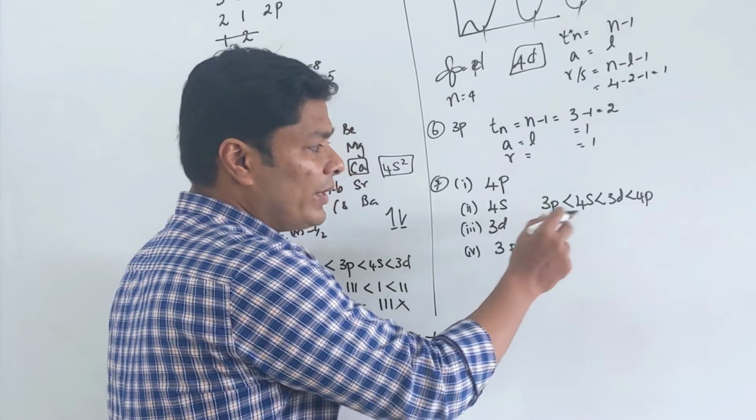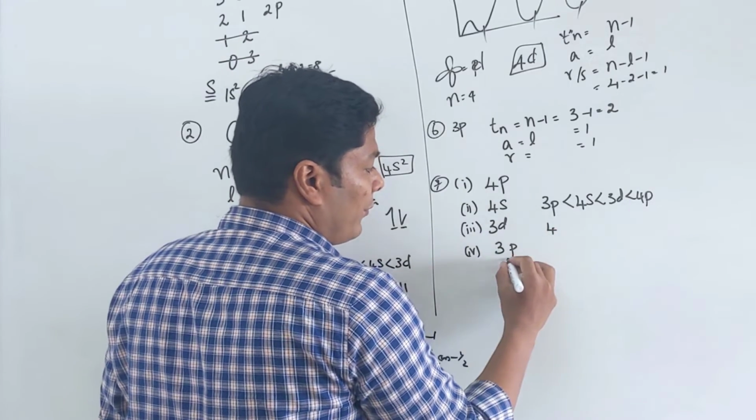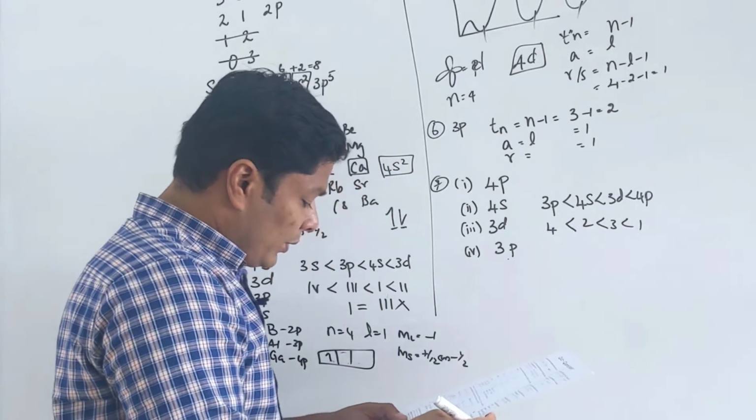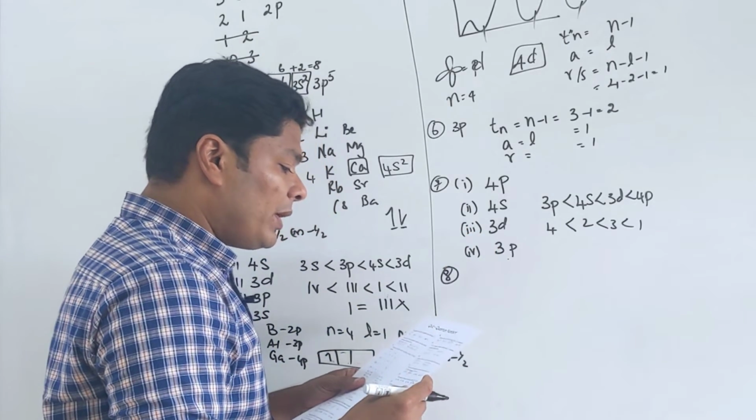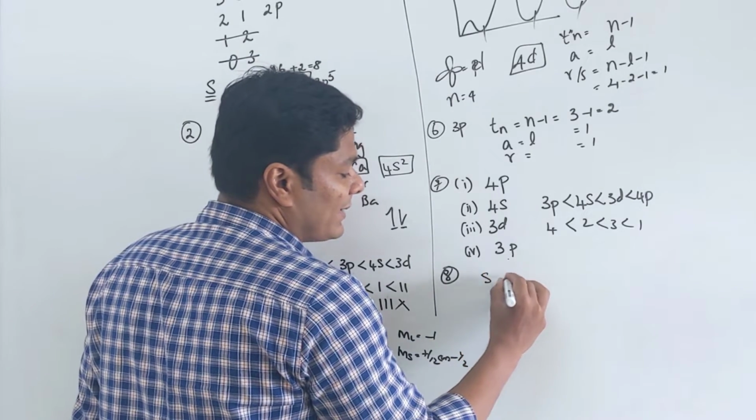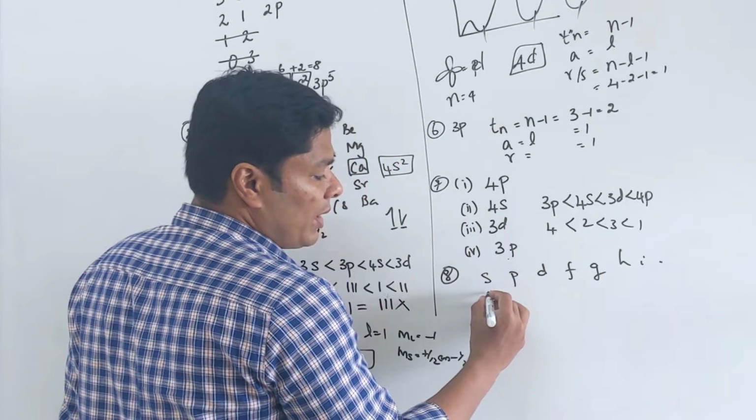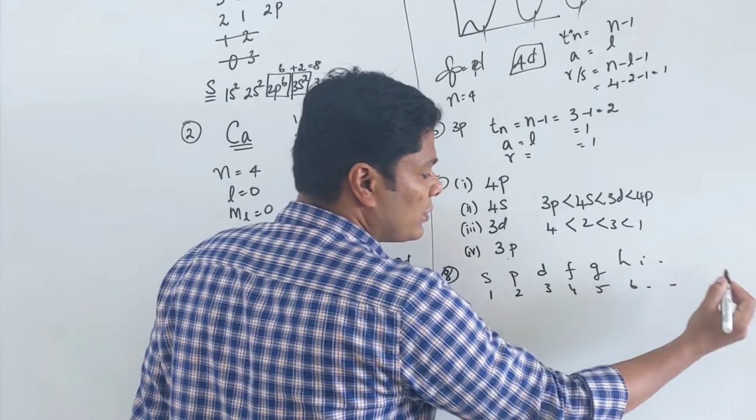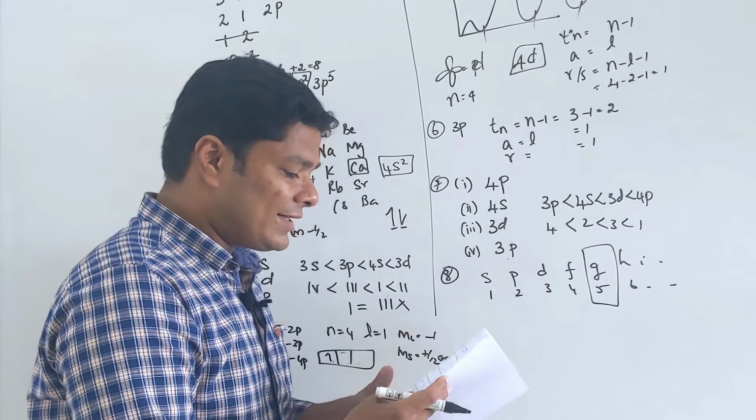Remember, we don't have to do this, we can do n plus l. Now let's write the corresponding numbers. 4 greater than 2 greater than 3 greater than 1. Alpha. Simple. Question 8. Which orbital will be the first to have G subshell? So we have S, P, D, F, G, H, I, and so on. We saw that the principal quantum number is 1, 2, 3, 4, 5, 6, and so on. So the first one to have G is fifth shell. We saw this in class as well.